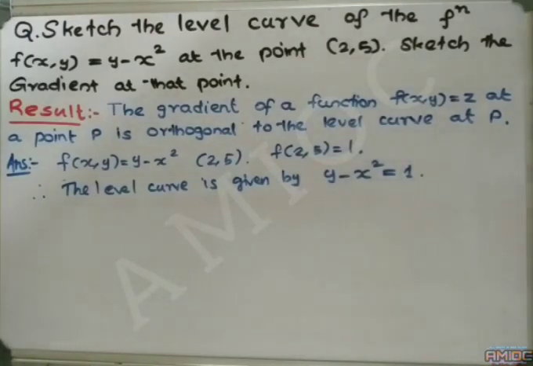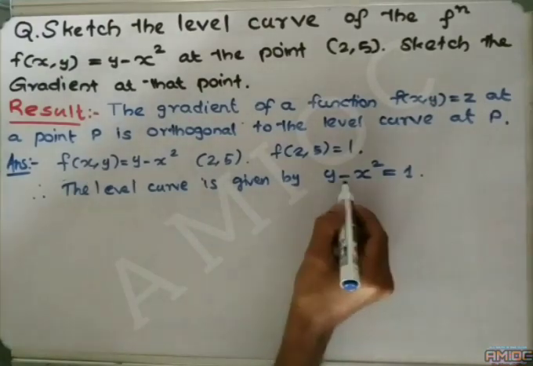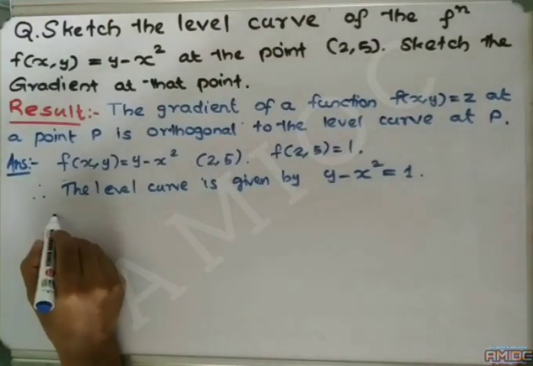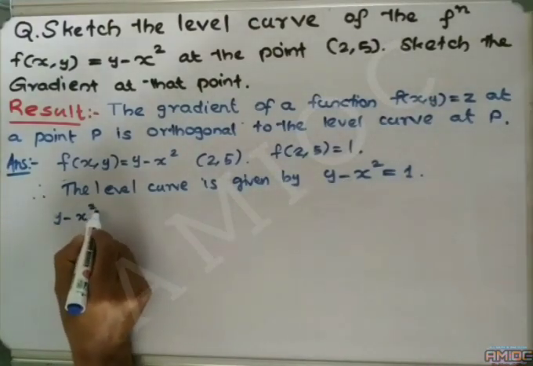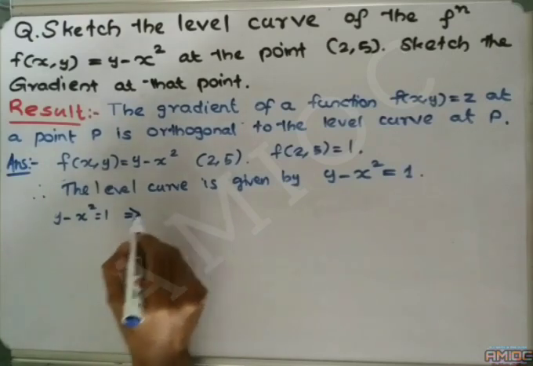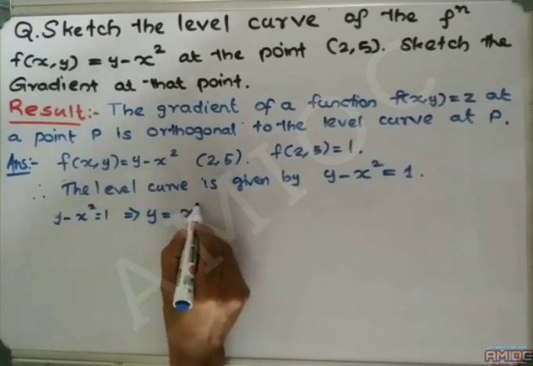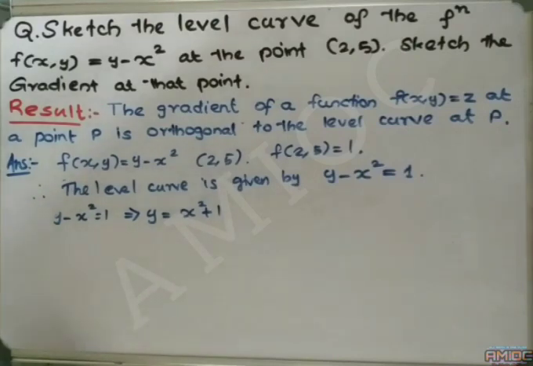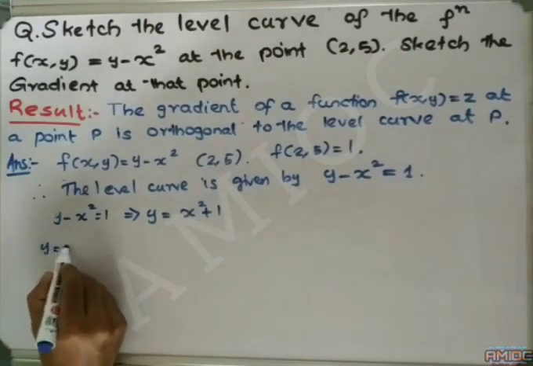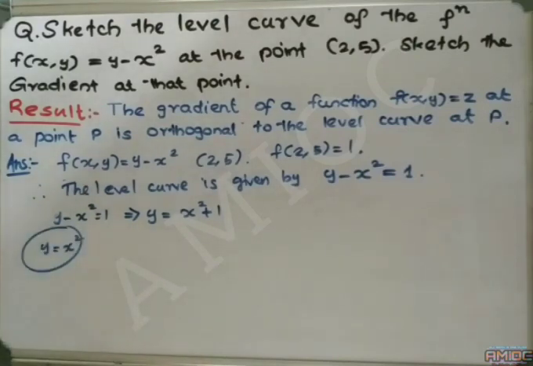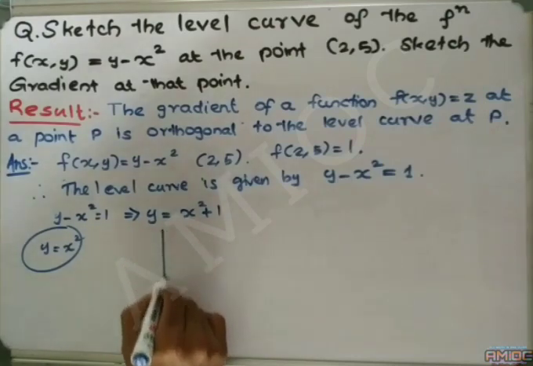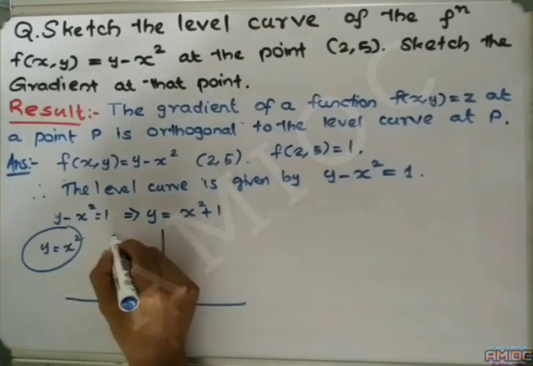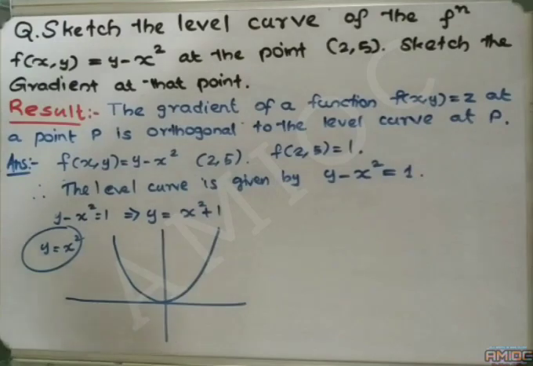So we have to plot the level curve of the given function. For that, if we rearrange this equation, we will get y minus x square equal to 1. This will imply y equal to x square plus 1. We are familiar with the graph of the function y is equal to x square. It is a parabola symmetric with respect to the y axis.